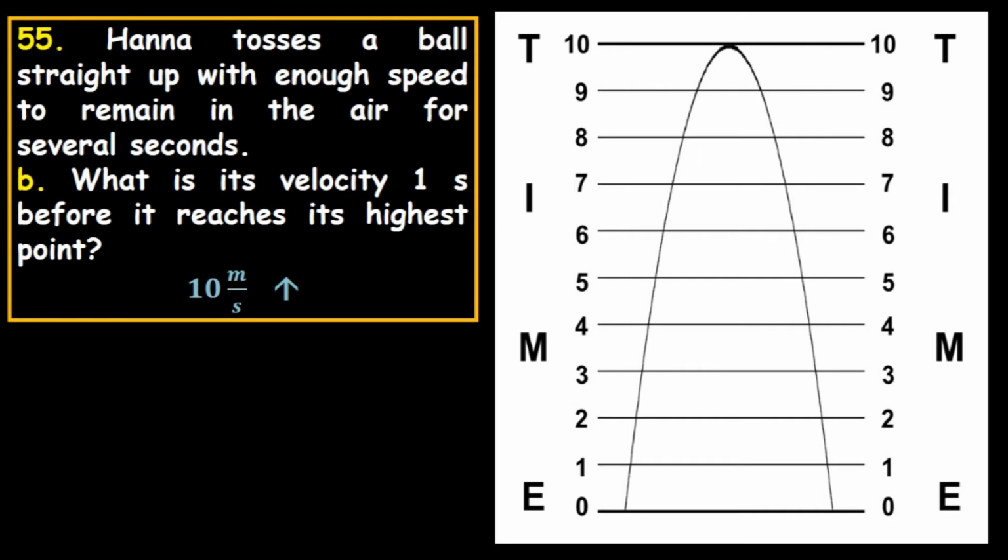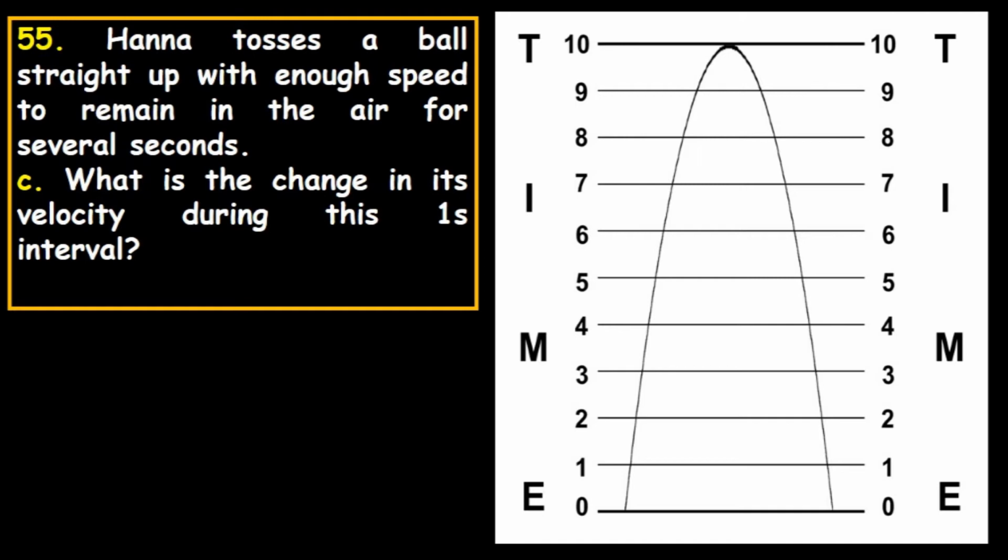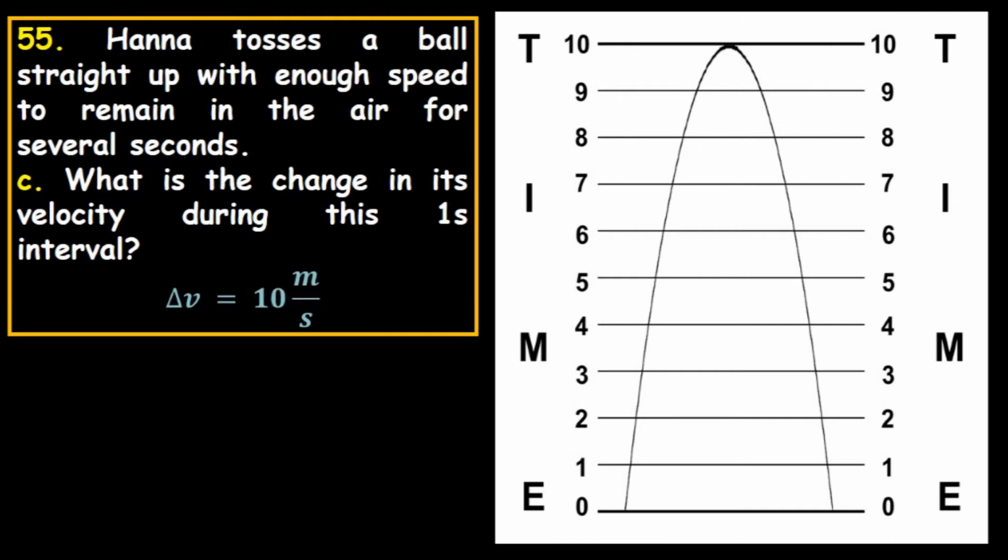So 0 is known. Now, what is the change in its velocity during this 1 second interval? Well, it's going from 10 meters per second to 0, so 10 meters per second is going to be the change. So it's going to decelerate at a rate of 10 meters per second squared.